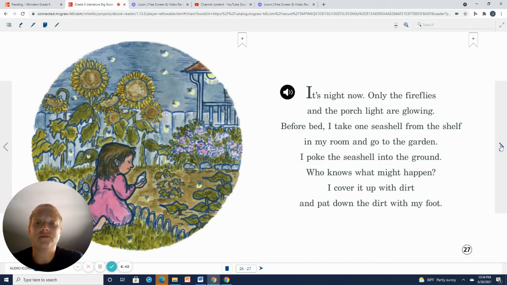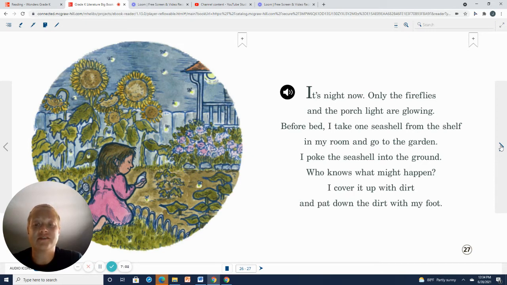It's night now. Only the fireflies and the porch light are glowing. Before bed, I take one seashell from the shelf in my room, and I go to the garden. I poke the seashell into the ground. Who knows what might happen next? I cover it up with dirt, and I pat it down with my foot.